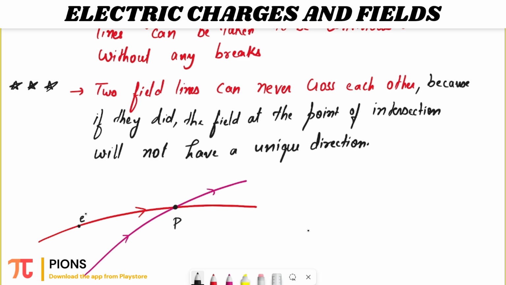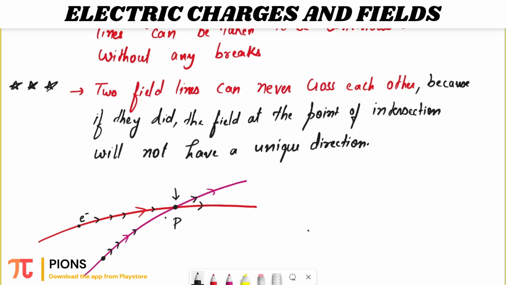Now according to Coulomb's law, it will experience a force. So this electron will go along this direction. And if I release an electron over here, it will go along the field line in this direction. But if the same electron reaches point P, it gets confused. It should go along the pink one or the red one. So this confusion arises because of the intersection.